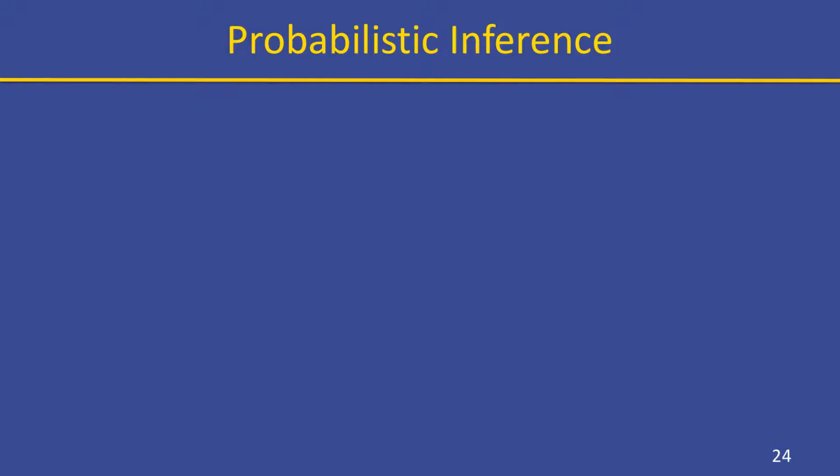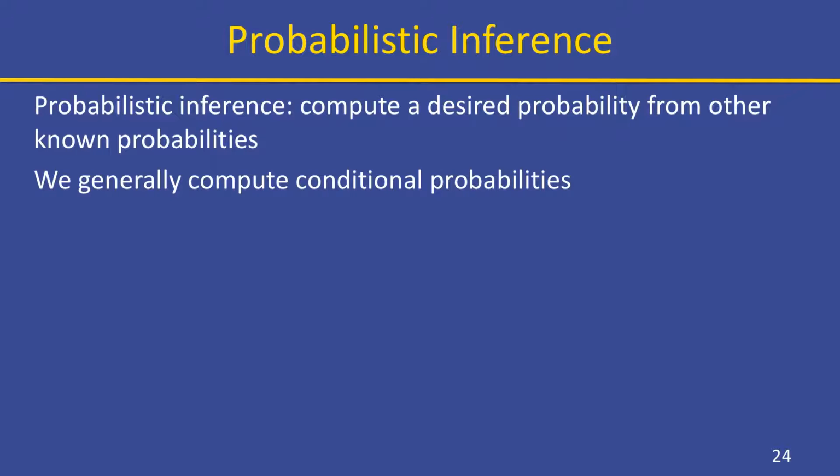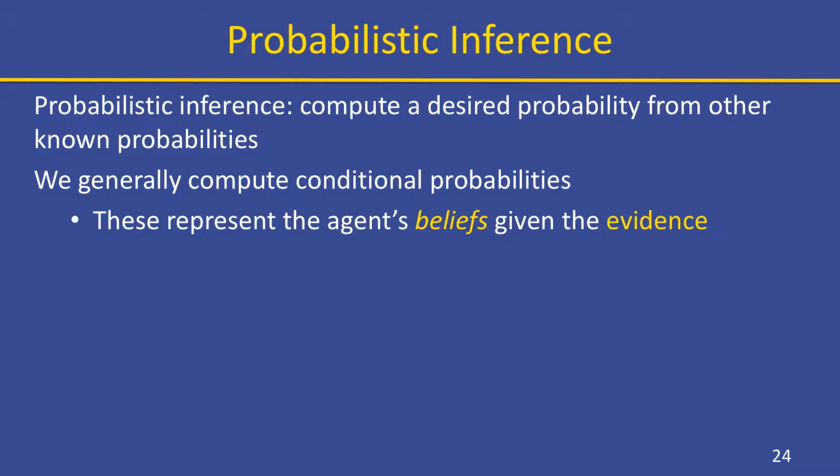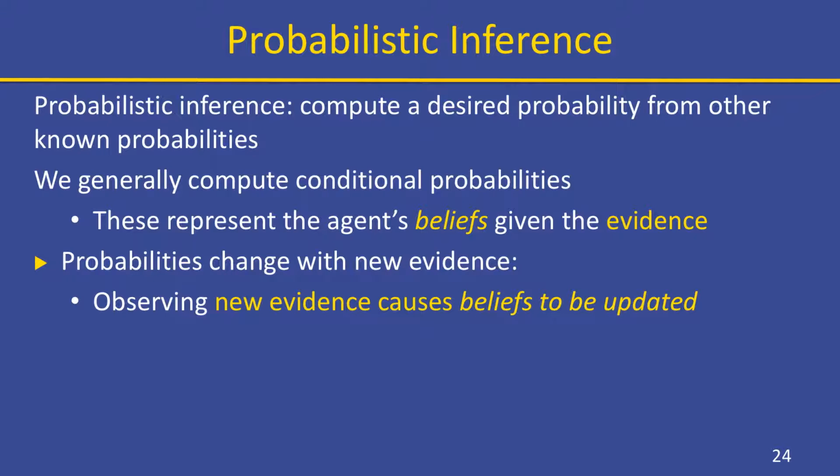So what is probabilistic inference? It is the task of computing some desired probability from other known probabilities. We generally compute conditional probabilities. These probabilities represent the agent's beliefs given the evidence we have so far. Probabilities change when new evidence is received, and observing new evidence causes beliefs to be updated.